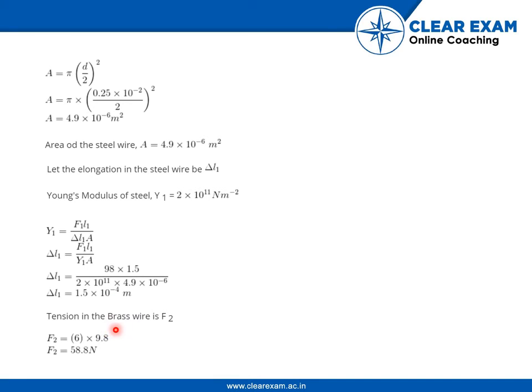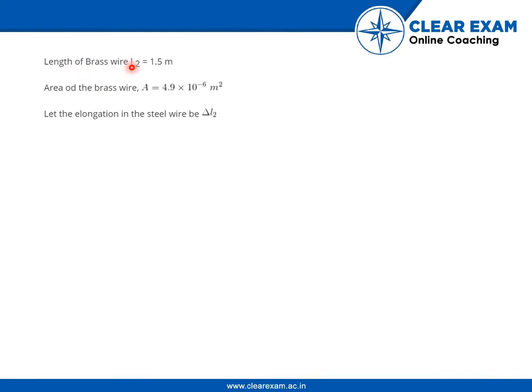Now the tension in the brass wire, which is F2. F2 is 6 into 9.8, that is 58.98 Newton. Length of brass wire, denoted by L2, is 1.5 meter. Area of the brass wire, the cross-sectional area, is 4.9 into 10 to the power minus 6 meter square. Let the elongation in the brass wire be delta L2.